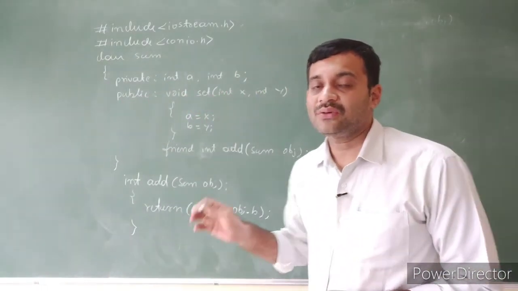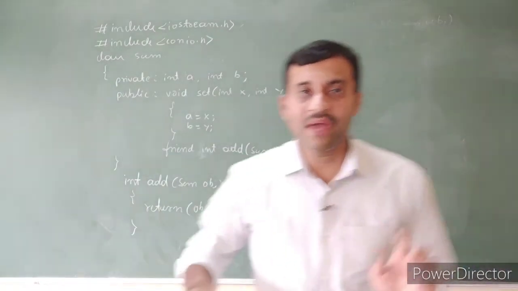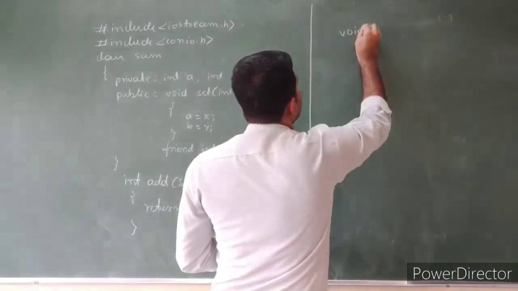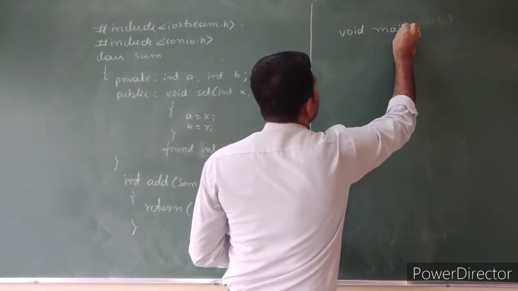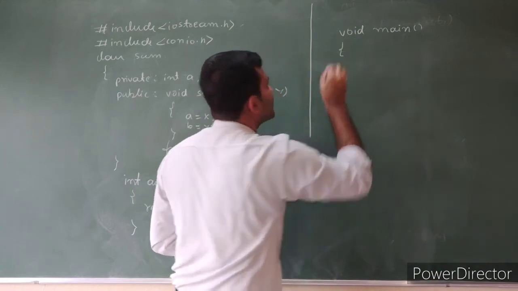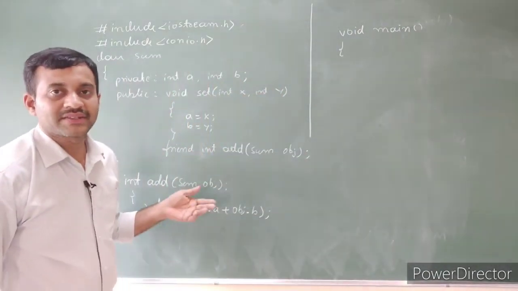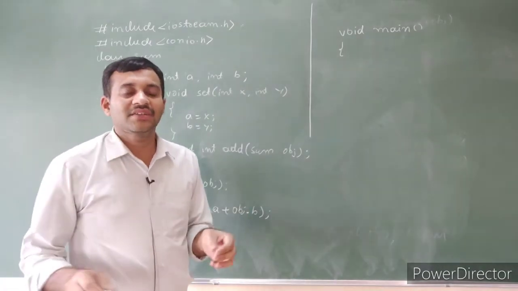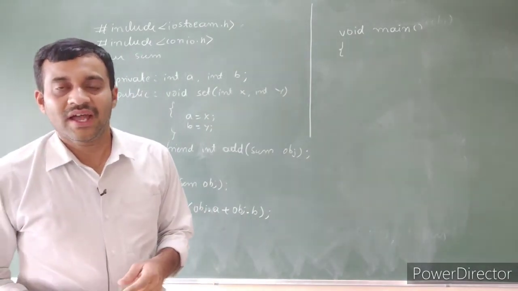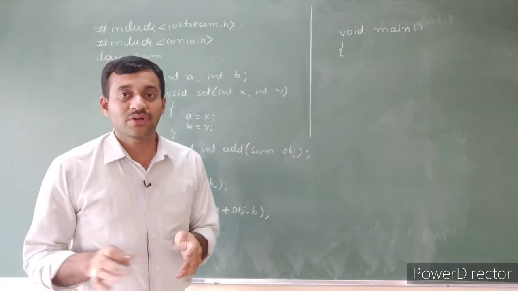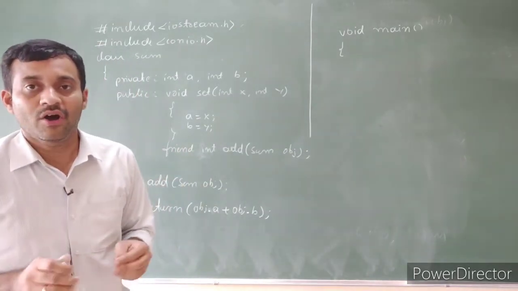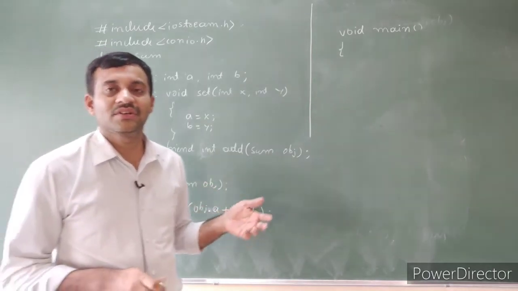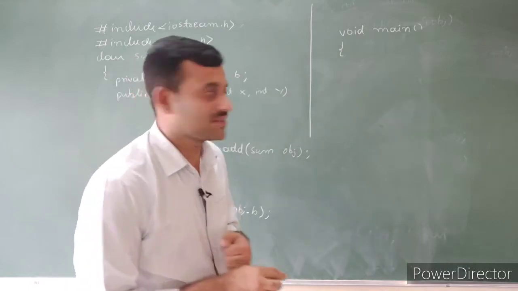Let's discuss how to access the friend function in the main program. In the main program, we have to access a friend function. The friend functions are accessed the same as a normal function. It can be accessed without any object. Normally we need an object to access a member function, but the friend functions are accessed like normal functions.